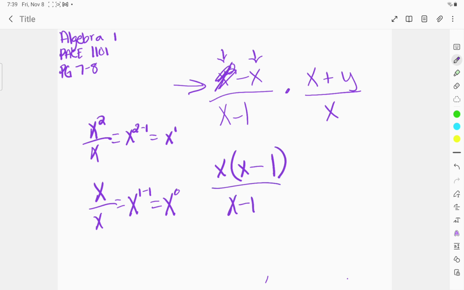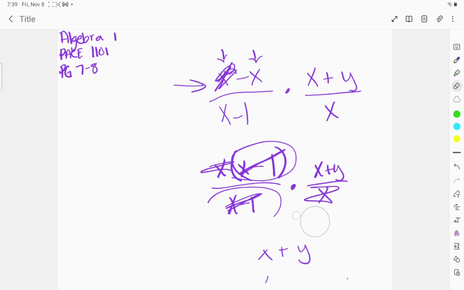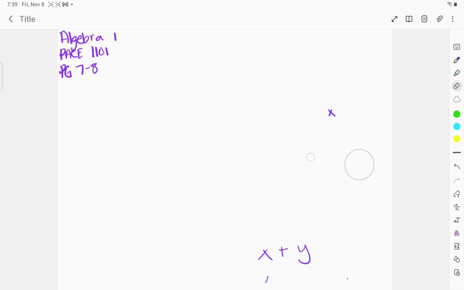So we're going to put that over x minus 1, times x plus y over x. So there's no other factoring that we can do here, but everything else is factored out as much as it can be. But from here, we can cancel. So we have an x minus 1 here and an x minus 1 here. So both of those can cancel. These x's can cancel because they're the same, leaving me only with x plus y. Okay, you can rewind it, watch that again, pause it so that you can get everything written down. I'm going to move on.